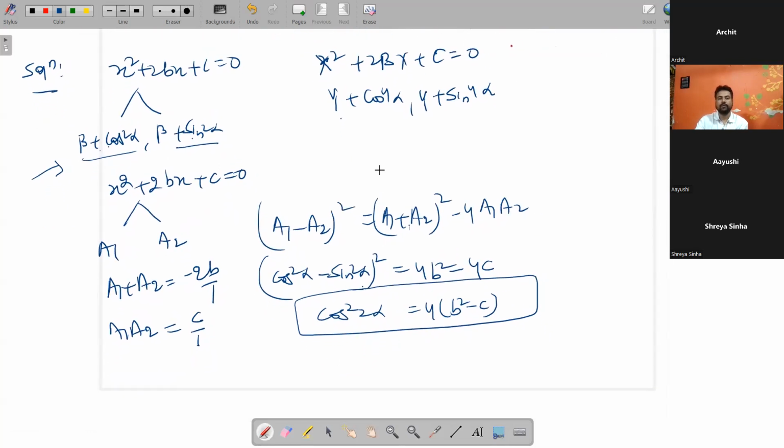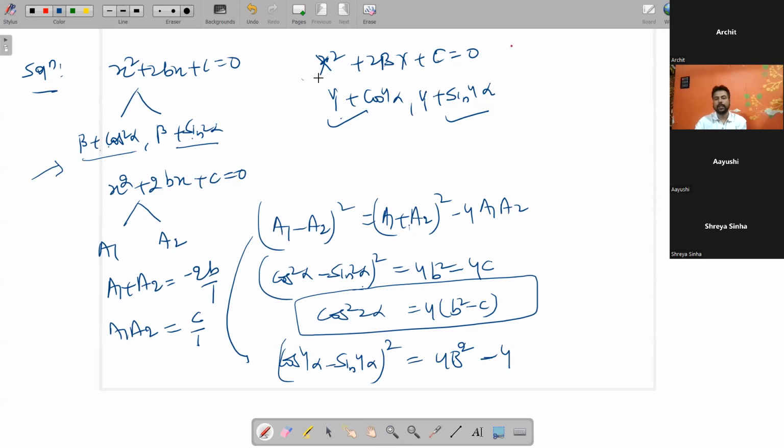Now do the same thing for this. This is your a1 and this is your a2. Put them in this equation. Gamma will again cancel, giving cos 4 alpha minus sin 4 alpha whole square. The sum of the roots is minus b by a, so that is minus 2d. So this is 4d square minus 4 times the product of the roots, that is capital C by 1.